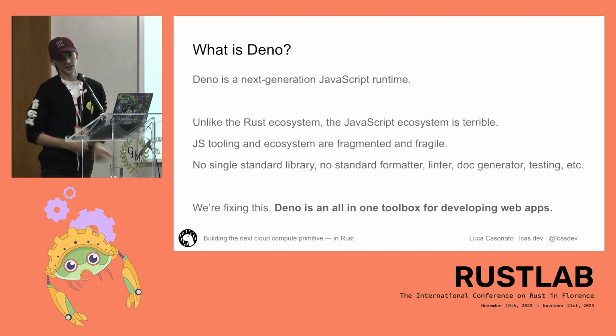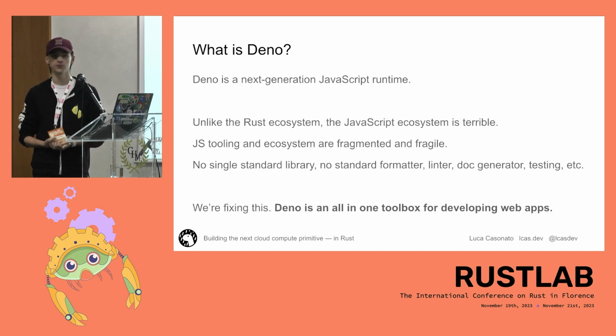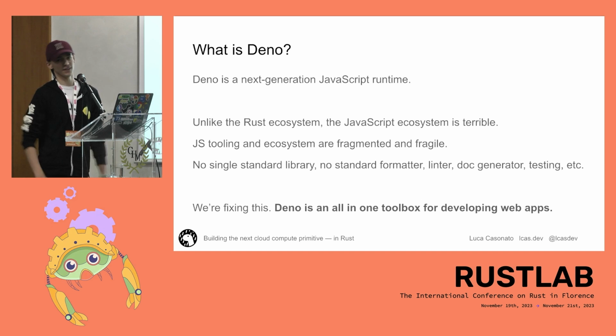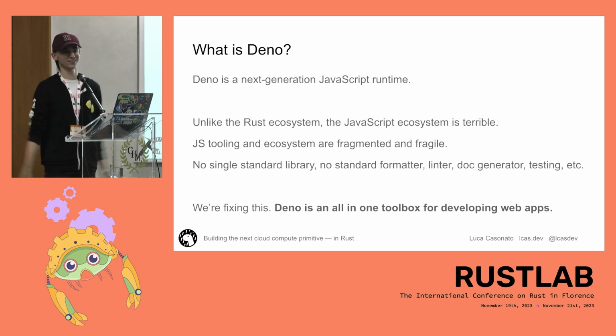But really, there's no single standard library like there is in Rust. There's no standard formatters, linters, testing frameworks, package managers. Everybody uses their own, some wild concoction of different ones together. And this is terrible. My boss is Ryan Dahl, the person that originally wrote Node, who's responsible for all of this. And then he decided, like, 4 or 5 years ago that he was fed up with being responsible for this, so he's going to go fix it.